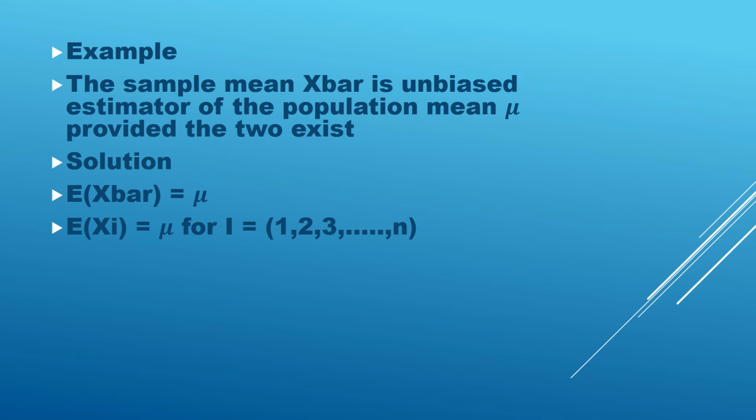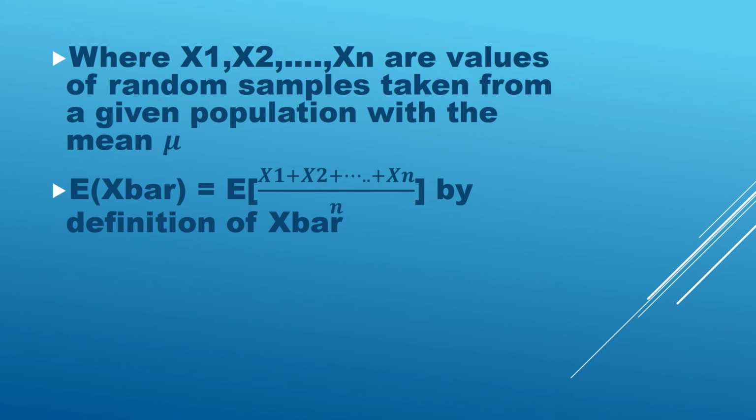We want to prove that the expected value of x bar is equal to mu, because x bar is the sample mean and mu is the population mean. So for the sample mean to be an unbiased estimator, the expected value of x bar should be equal to mu. We say the expected value of xi is equal to mu for i equal to 1, 2, 3 all the way to n, where x1, x2 all the way to xn are random samples taken from a given population with the mean mu.